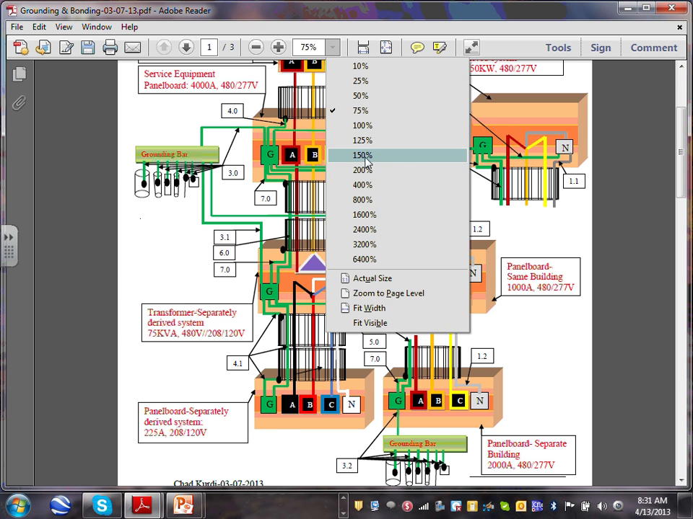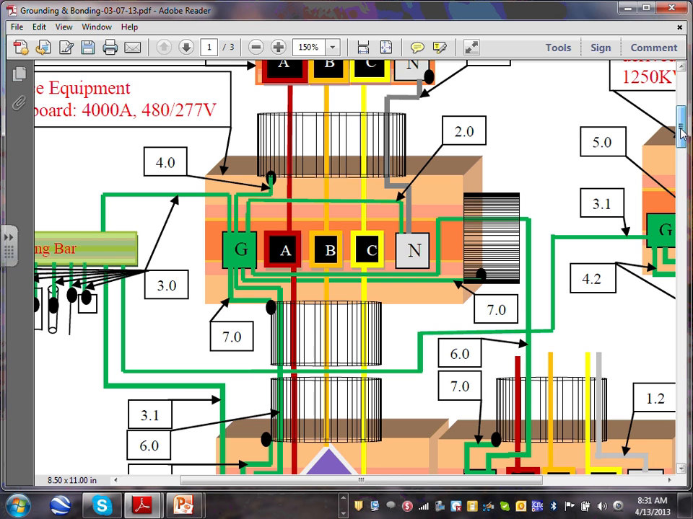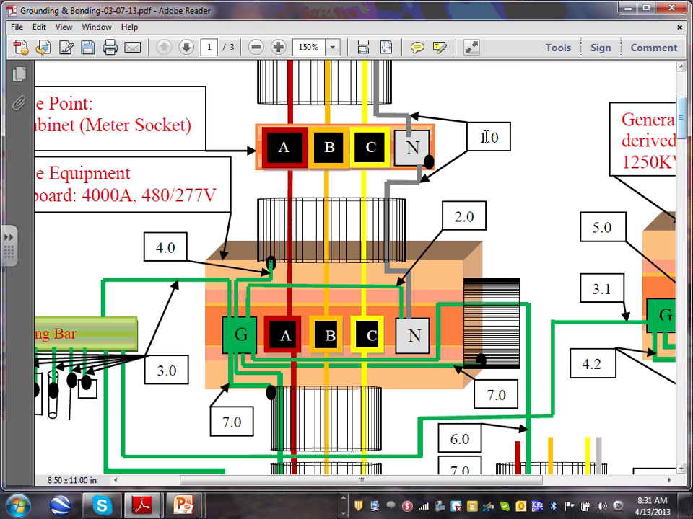So you saw the big picture. I'm going to focus a little bit on the service, right, my service right in here. Right at the service, you bring in the neutral. My neutral is coming with the 480/277. You need to size a neutral. Why do we care about the neutral when we talk about grounding and bonding? Because the neutral is a grounded conductor, right? Neutral is a grounded conductor, an intentionally grounded conductor.